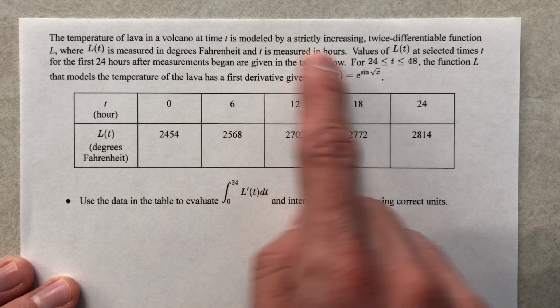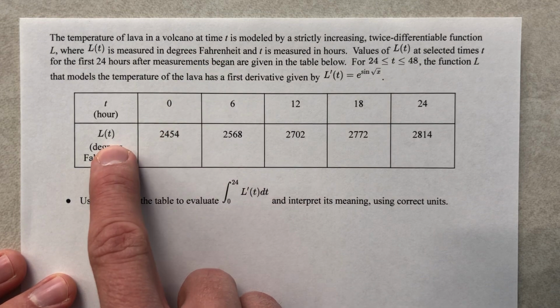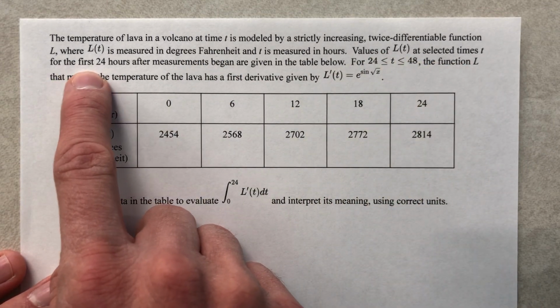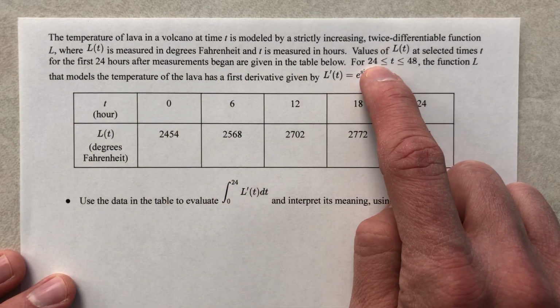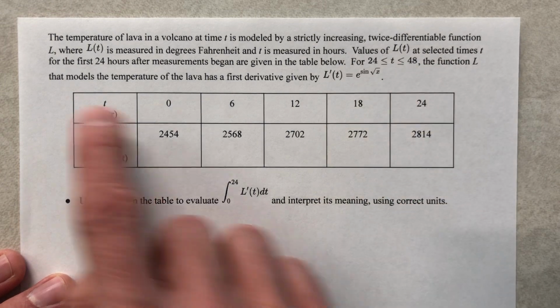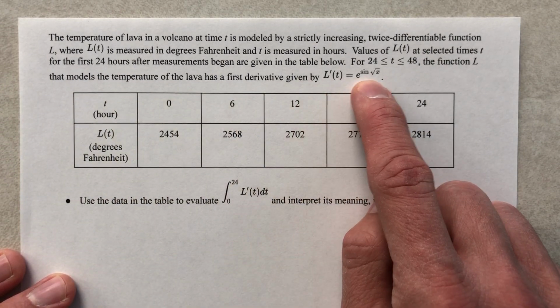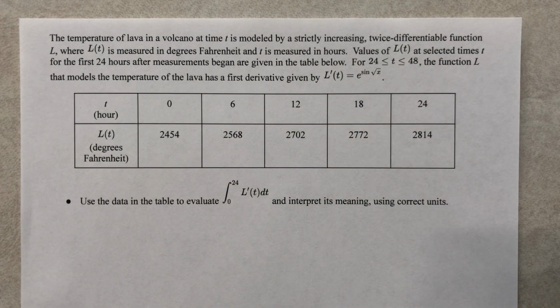t is measured in hours. This is not Fahrenheit per hour. That's just Fahrenheit for L. Values of L of t at selected times of t for the first 24 hours after measurements began are given in the table below. For 24 to 48, the function L that models the temperature of the lava has a first derivative given by this.